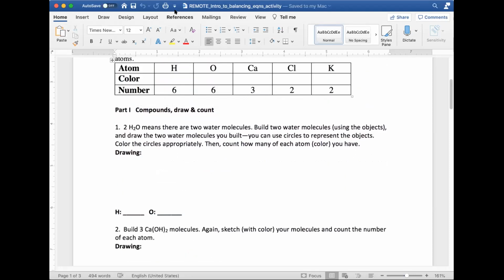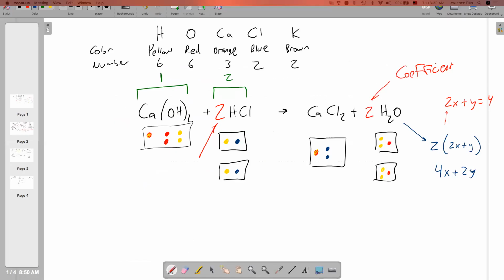Let me share a different screen. I'm going to wait for my share menu to come up. So for instance, that one, 2H2O, I'll just draw it over here.